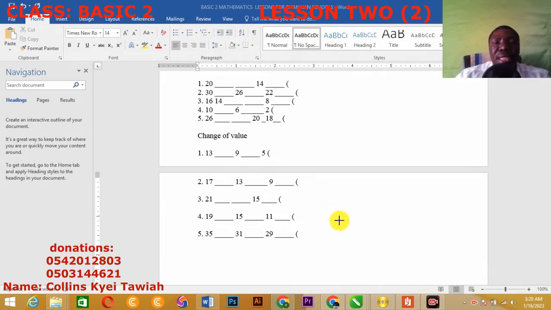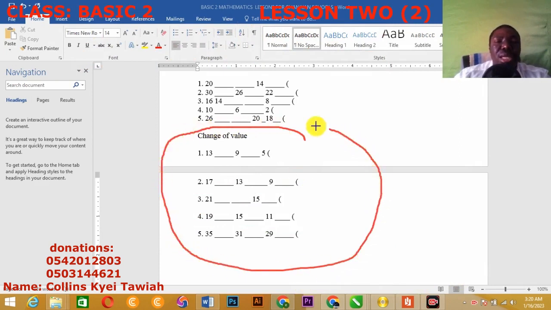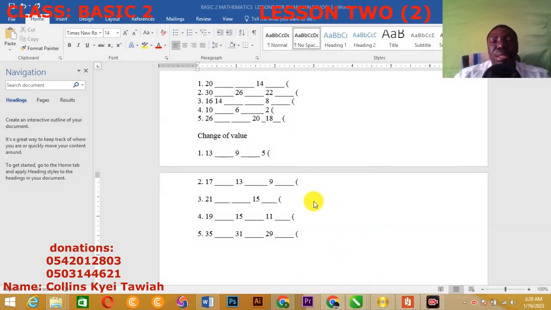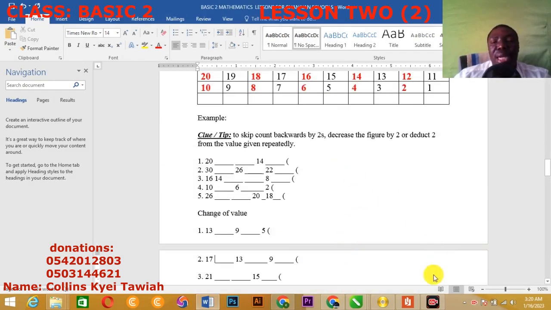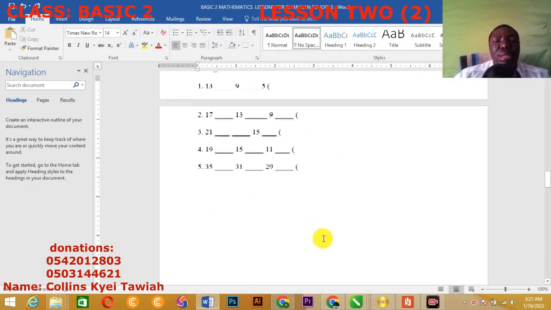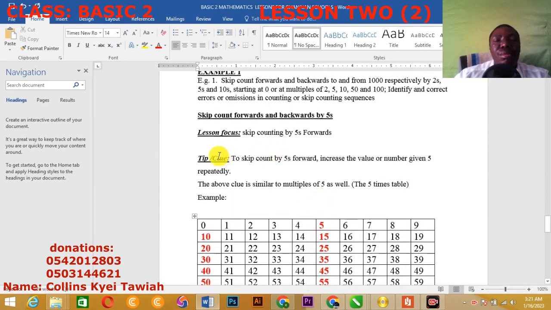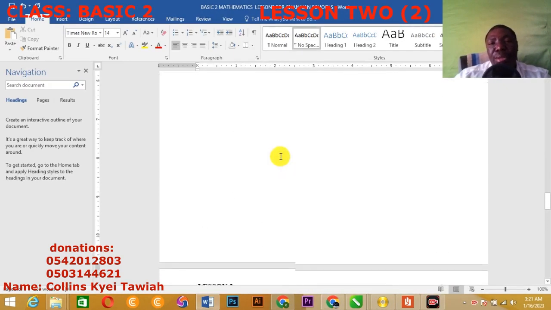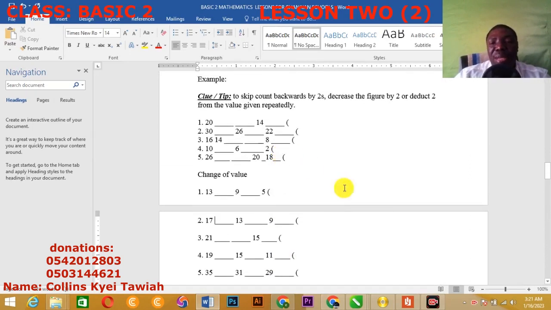Today's lesson has been skip counting backwards by what? 2's. Okay, when there's a change in value, it doesn't mean anything, it is the same thing. God willing, I'll see you in our third lesson. In the third lesson we'll be looking at skip counting by 5 forward. So don't go anywhere.